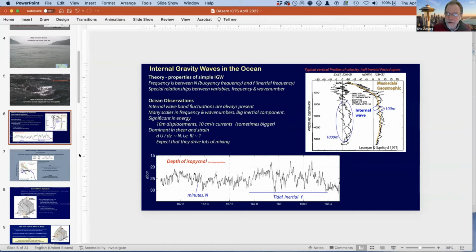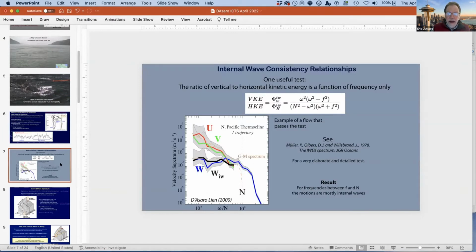How do we know these are gravity waves? There was a lot of confusion at the beginning. People thought maybe it really was turbulence, but it's not. And the reason we think that they're gravity waves is due to what's called internal wave consistency relationships. In other words, you take the equations of motion and ask, what are the relationships between different quantities?